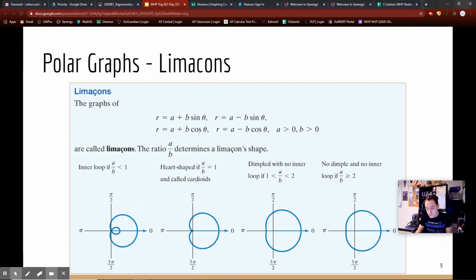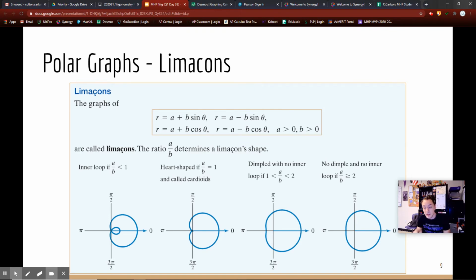A lot of times they're going to ask to test for symmetry. So I'm just going to go through the test for symmetry on this next one real quick just to test it out. And then we're going to do a little bit more math because this looks kind of complicated, right? So we're going to do a little bit of math to see if it's either an inner loop, if it's a heart shape, if it's dimpled, or if it's not dimpled. Because again, like I said, MyMathLab will want you to answer these questions. So this is the basic formula here.